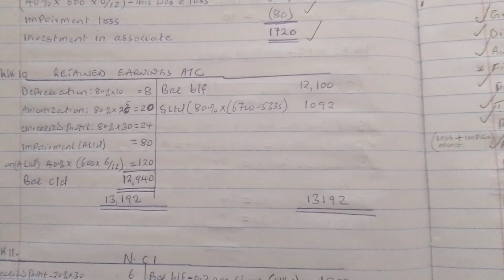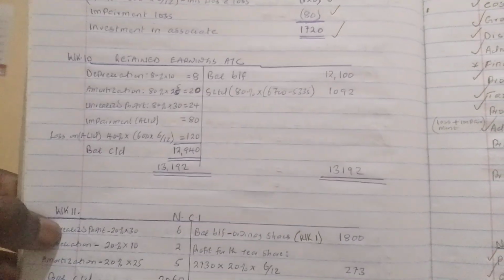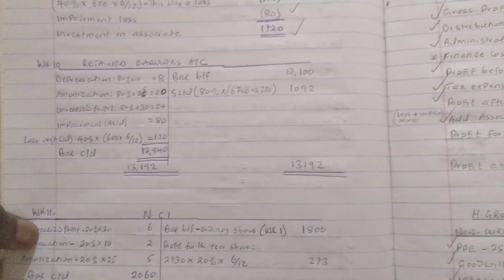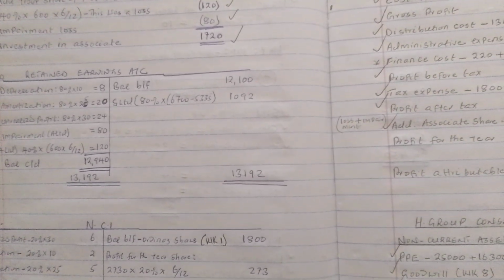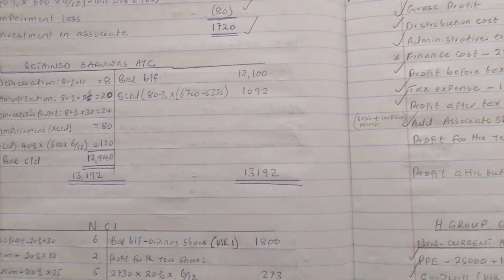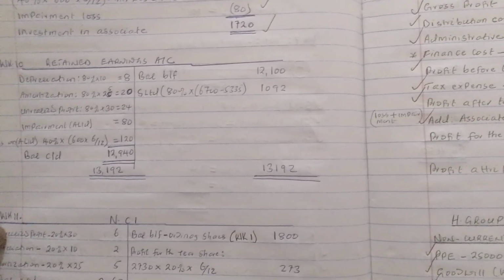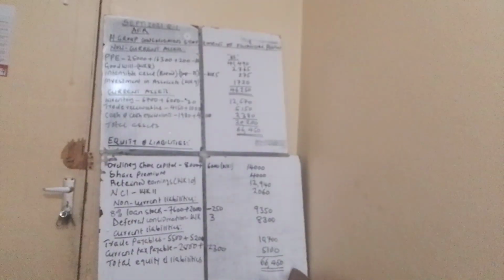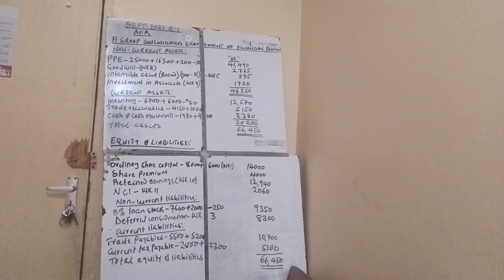The other thing is to have retained earnings account. Working number 10. Start with the balance brought forward, 12,100. We are preparing the retained earnings account. Balance brought forward is 12,100.